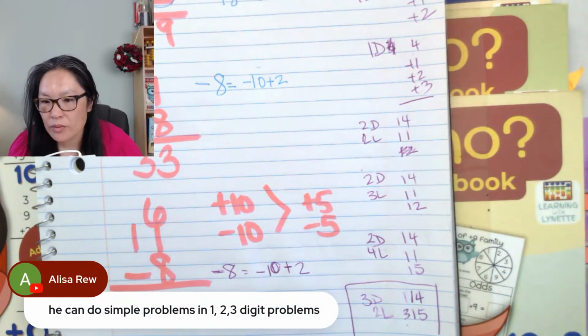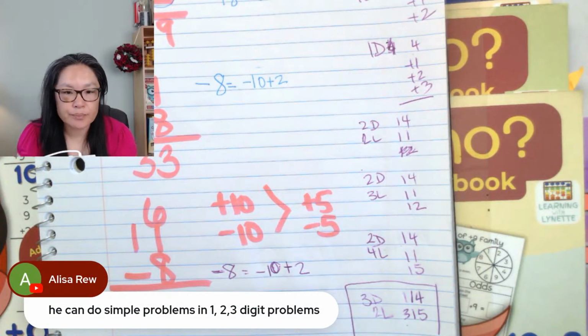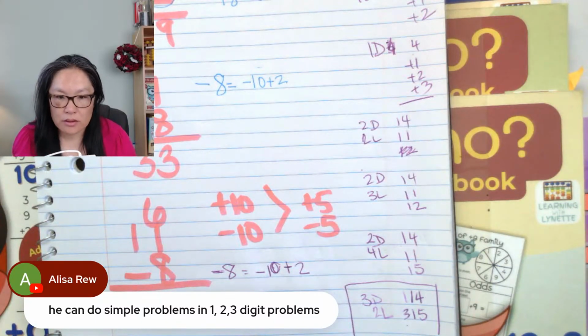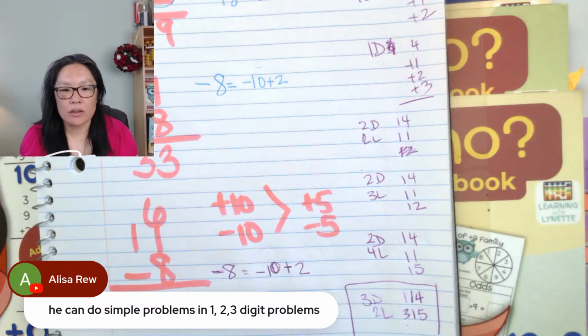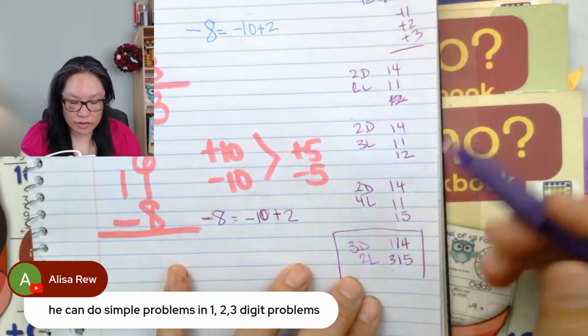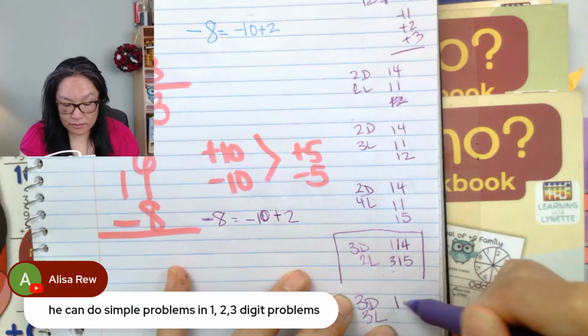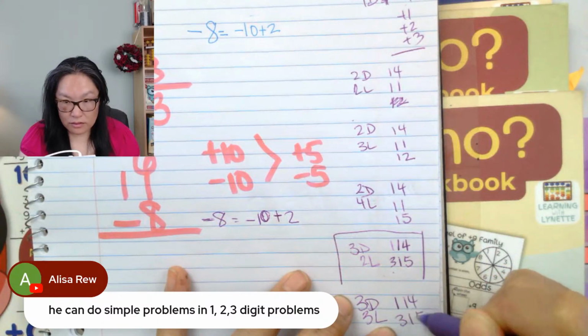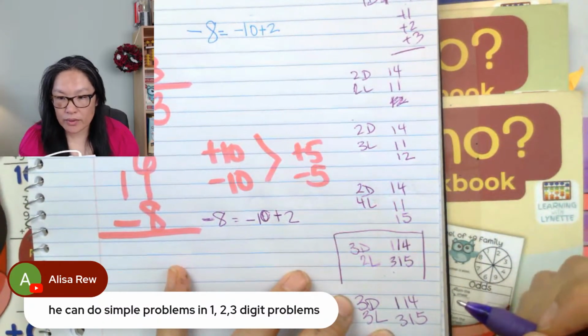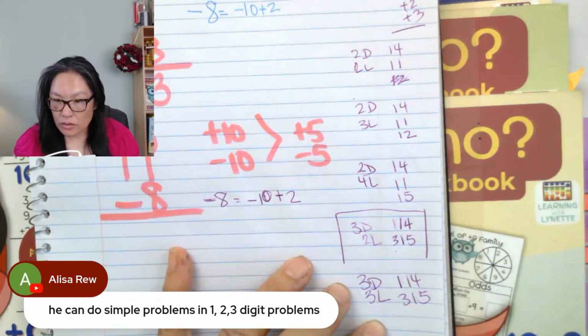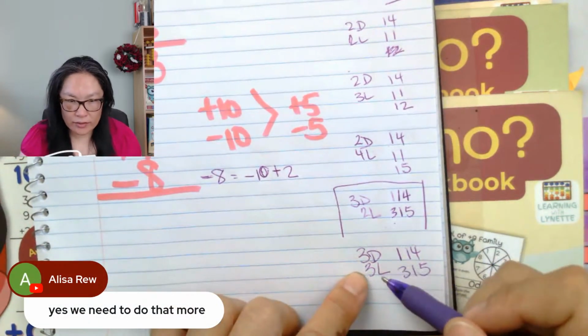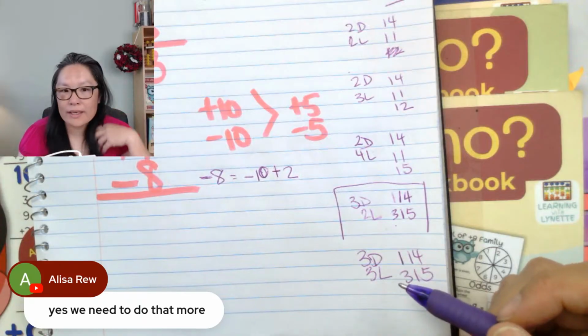He can do simple problems with 1 digit, 2 and 2, 3. Yeah, I hope he can do it on the abacus because that should be super simple. He can do simple problems like 1, 2, 3 digit problems. Yeah. Okay. So then we'll do 3 digits, 2 lines, 3 digits, 3 lines. We need to do more. 3 digit, 3 lines? Or are you saying no 4 lines?